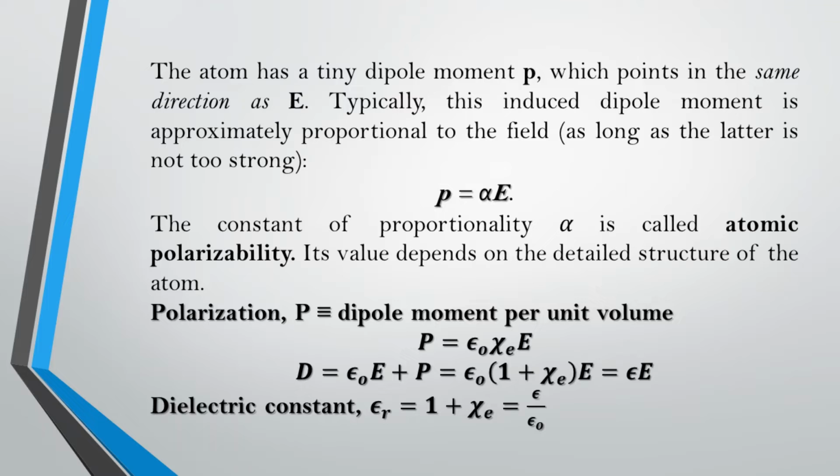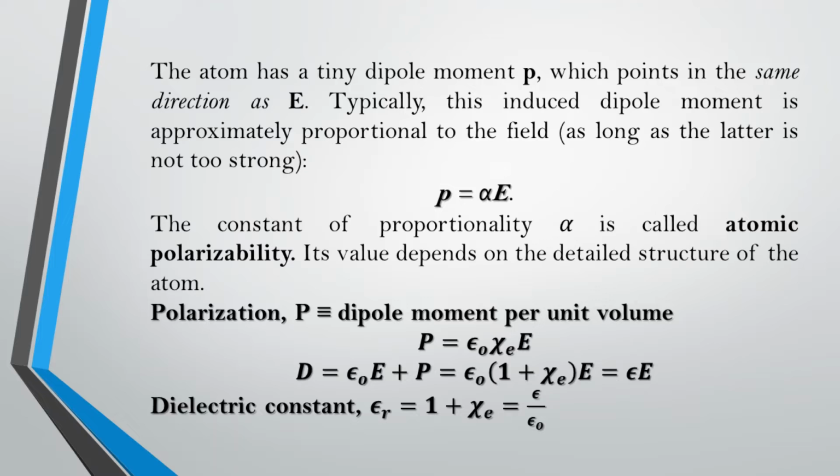This proportionality holds only when the field is not too strong, because if the field is too strong, then it will ionize and become a conductor. But as long as the field is weak, the polarization will happen, and the induced dipole moment will be proportional to the external electric field, that is E.